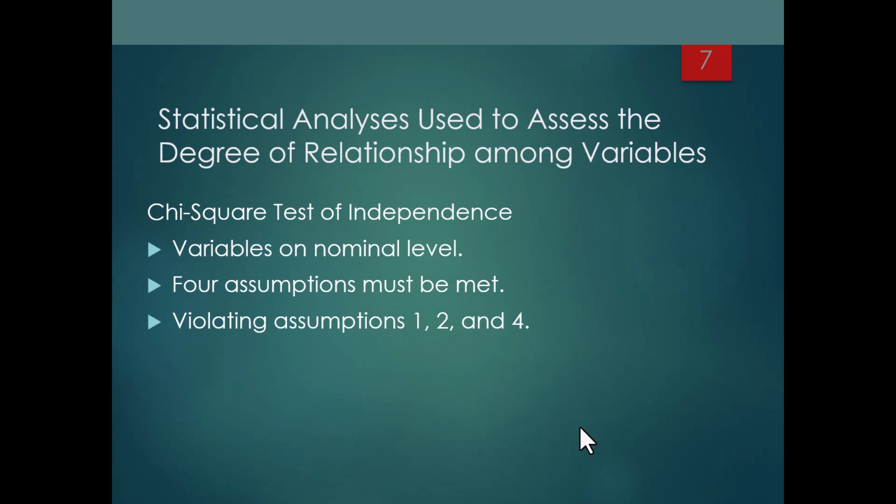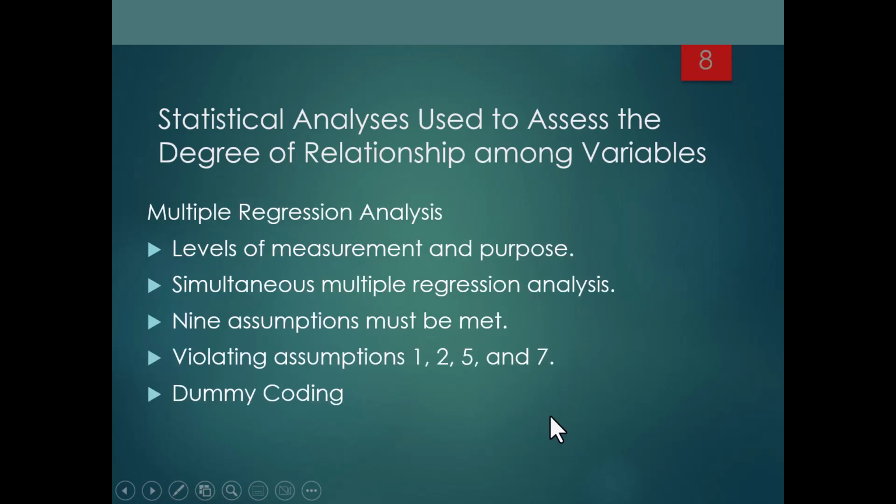And obviously, if you violate the assumptions, then there are other fixes that you can use to still be able to use chi-square. But really, chi-square can be used as long as your variables are at the nominal level.